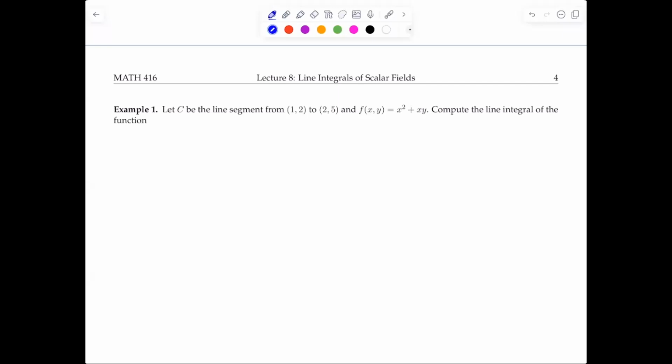So the line segment is parameterized as, so bear with me here, C. The line starts at one point and ends at the other point. Okay, so start at (1, 2), then (2, 5).